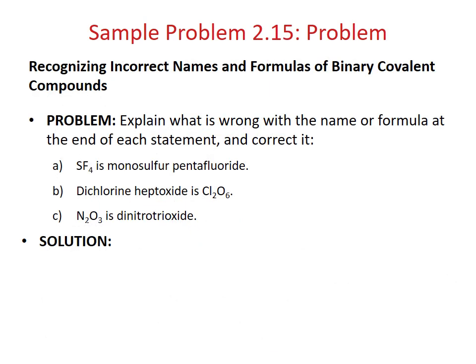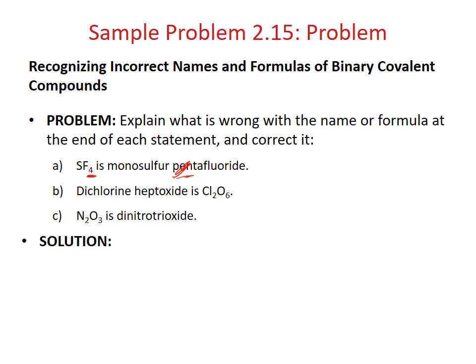Sample problem 2.15. Explain what is wrong with the name and the formula at the end of each statement and correct it. A. SF4 is monosulfur pentafluoride. Okay, so first, do we need a prefix for the number? Well, we need to know if it's covalent or ionic. Since it's covalent, we do need a prefix. However, the prefix should be tetra, not penta. So this is a mistake. Penta should be replaced by tetra.